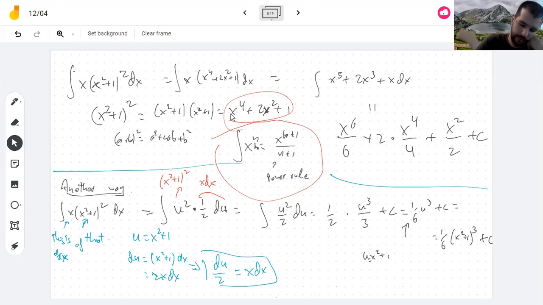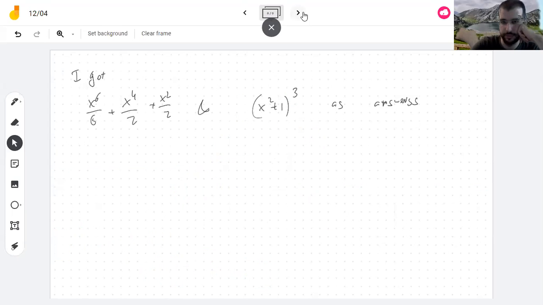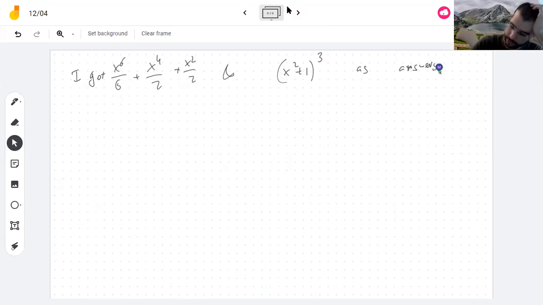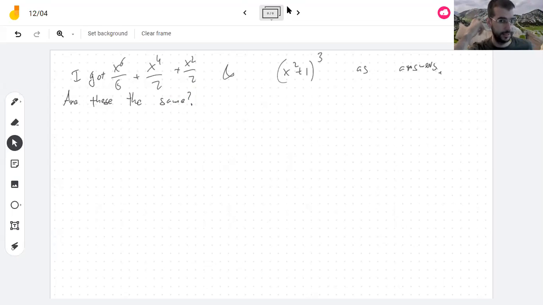Okay. So I got x to the 6 plus x to the 4 divided by 2 plus x squared divided by 2, and also x squared plus 1 cubed. Those are the answers. So did I get two different answers? Because I probably shouldn't, right? There should be just one answer. Because if I didn't get the same answer, I definitely made a mistake. Oh, this is not what I got. There was a 6 here.